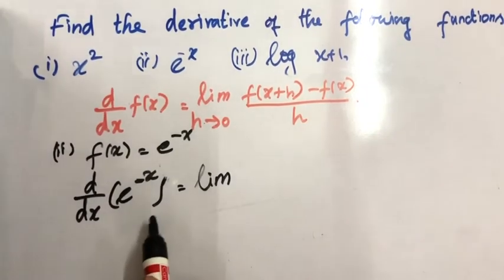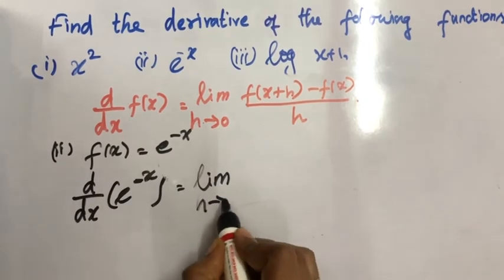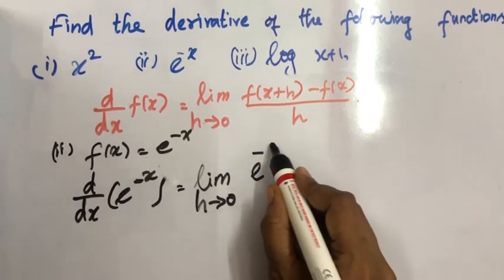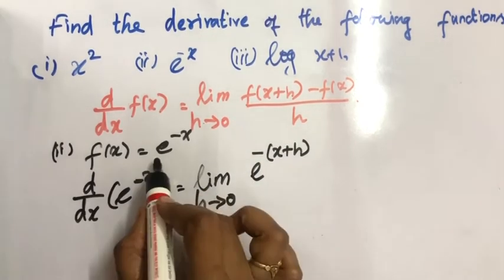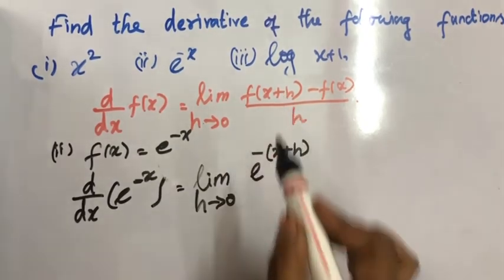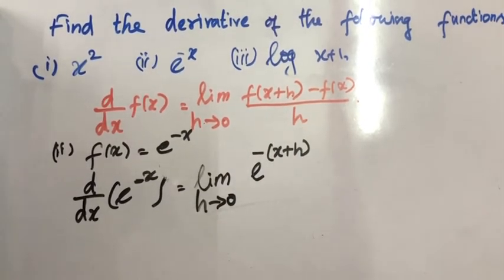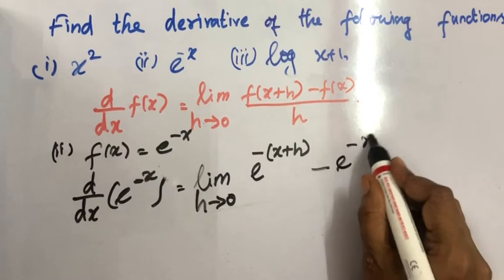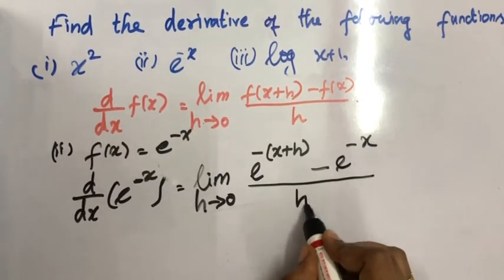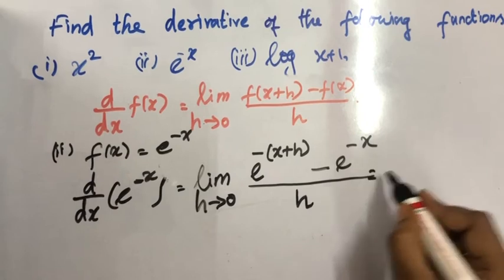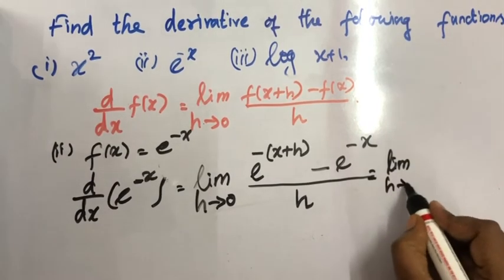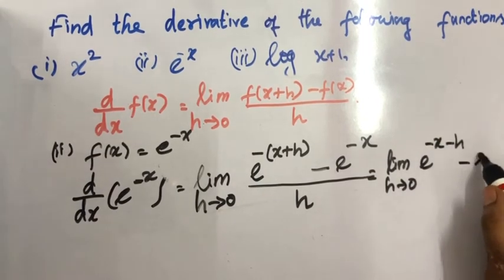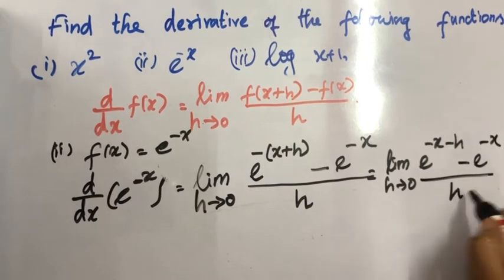So d by dx of e power minus x, that is limit h tends to 0 of f of x plus h. That means e power minus x plus h. Our function f of x is e power minus x. In the place of x, you have to substitute x plus h. So e power minus x plus h, minus f of x, which is e power minus x, divided by h. So that is equal to limit h tends to 0 of e power minus x minus h minus e power minus x divided by h.